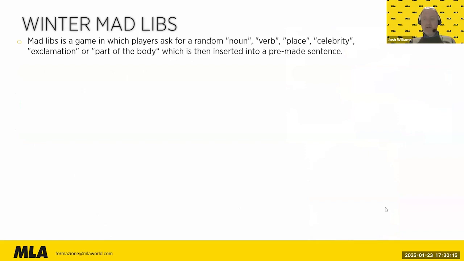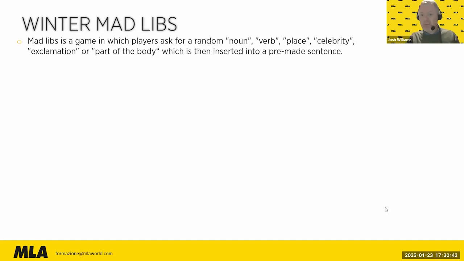Another really good fun one is Winter Mad Libs. I'm not sure if you know what Mad Libs is, but it's an activity that can be played not just about winter, but you'll see. It's a game in which players ask for a random noun, verb, place, celebrity, exclamation, part of the body, whatever it is. It could be a color, a drink, a food, a man's name, a woman's name, an animal, all of these things. And then you insert it into a pre-made sentence.